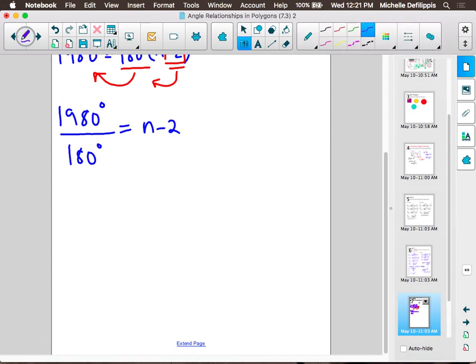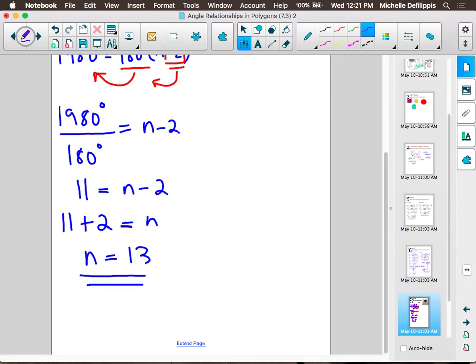So if you calculate that, that turns out to be 11 is equal to n minus 2. So when you move the -2 over, it becomes 11 plus 2 is equal to n. So n is equal to 13. So my final answer is that this regular polygon has 13 sides. Okay? Pause the video, you try the next one on your own, and make sure you end up with the same answer as I do.